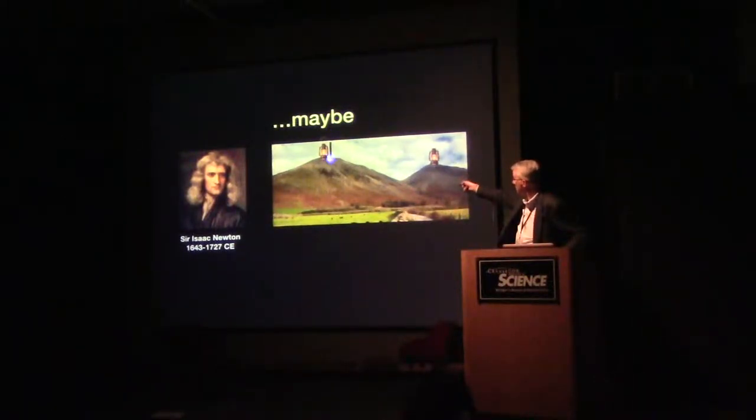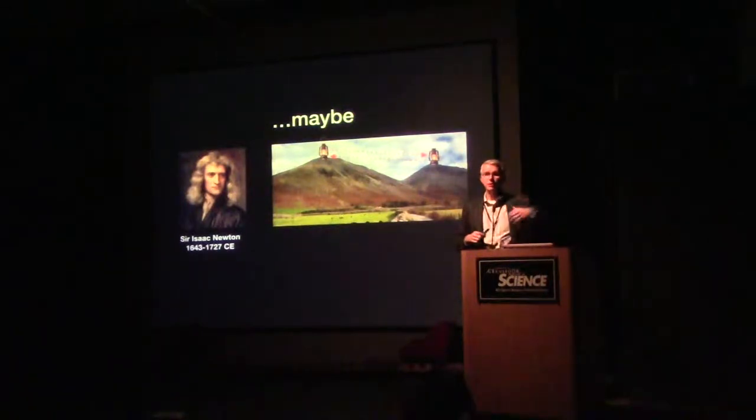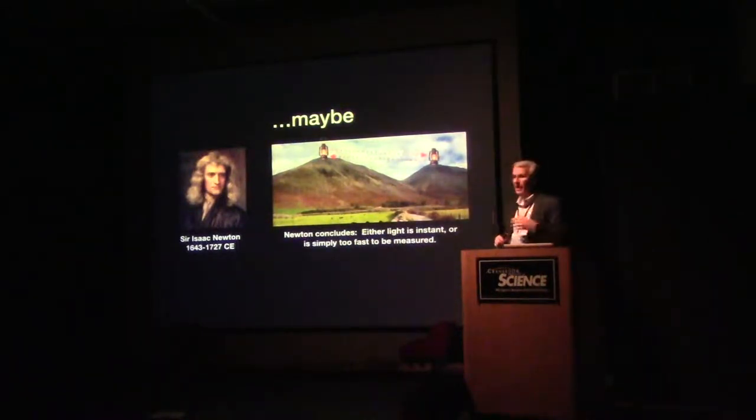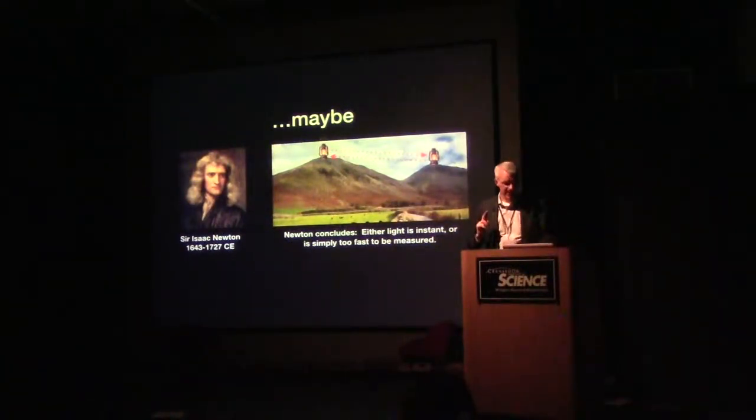They also need some cards here. So the purpose of this card, and this would have been done at night, is to make sure the person on the other hill cannot see the lantern. Now, when he gives the signal, he's going to start timing this, and the first person drops their card, allowing the light to shine to the lantern on the top of the second hill. As soon as that person sees the light from this lantern, they will drop their card, allowing the light to return. And he will measure the round trip time. And he does this over and over and over, and concludes either light actually does travel without delay, or his measurement tools simply are not fast enough. So maybe there is a delay.